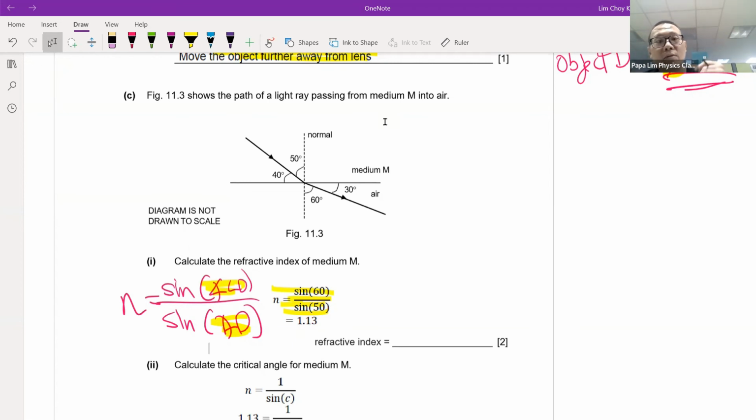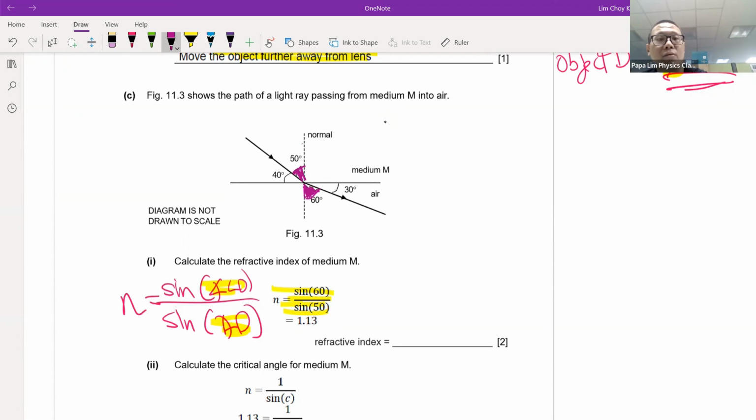The angles that we're looking at from the ray diagram are always measured from where? It's always measured from the normal to the ray itself. So these two angles are the ones that I'm concerned with. It's always from the normal to the ray, not 40 degrees or 30 degrees. Take note of the angles that I need.